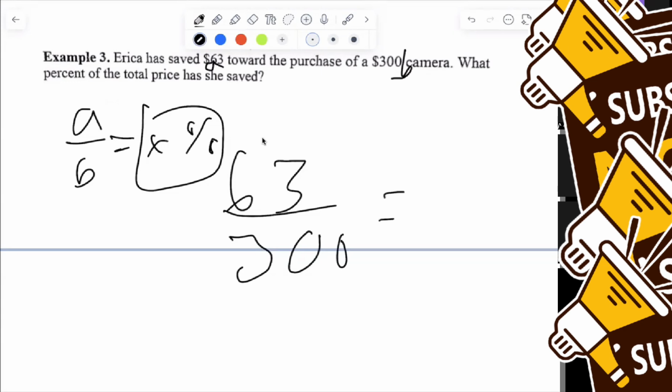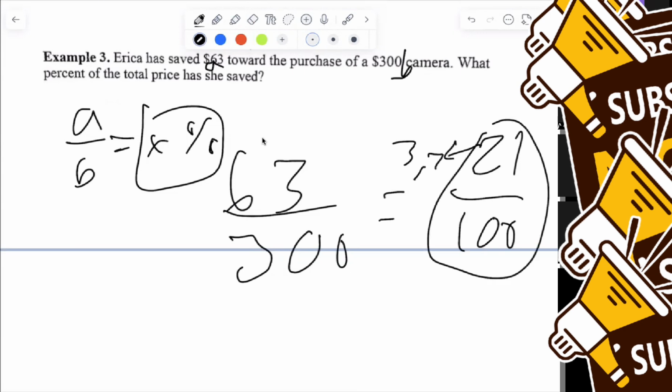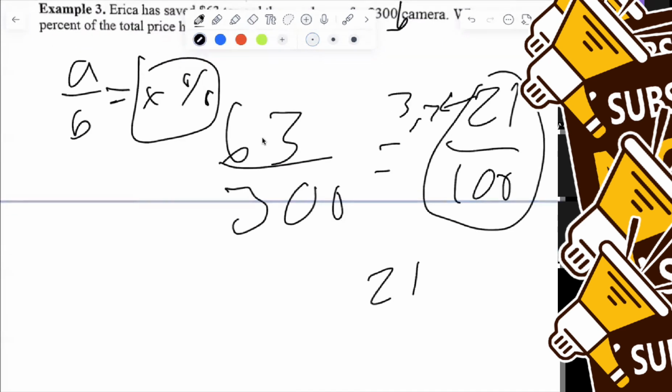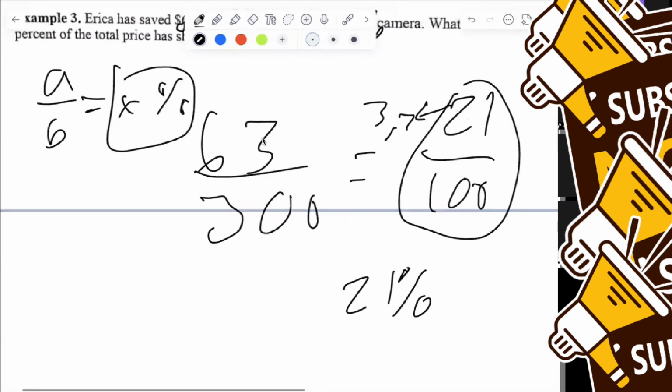63 divided by 300 is equal to, oops, no, 21 divided by 100. Because if you divide by 3 again, 100 doesn't divide by 3 or 7, because this right over here has 3 or 7 as factors. So the answer is just 21 divided by 100. Since we want percent, we change that to a percent, which gives you 21%.